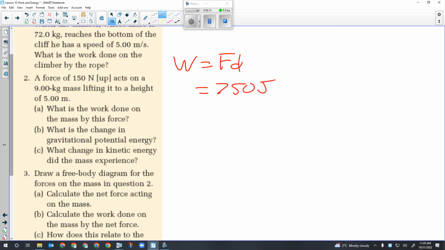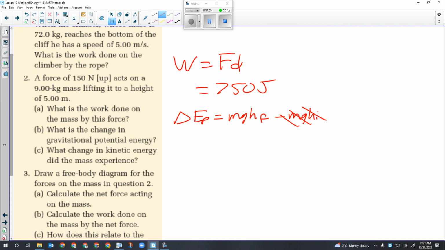Part B says, what's the change in gravitational potential energy? It just says it was lifted. It doesn't say lifted at a constant velocity, so we can't just assume that the only thing that changed here was the potential. There could be something else. Can I calculate the change in potential energy? What's my initial height? 0. It says it was lifted, so we have to assume that's from the ground, because I don't know where else to lift stuff from. So my initial is 0.